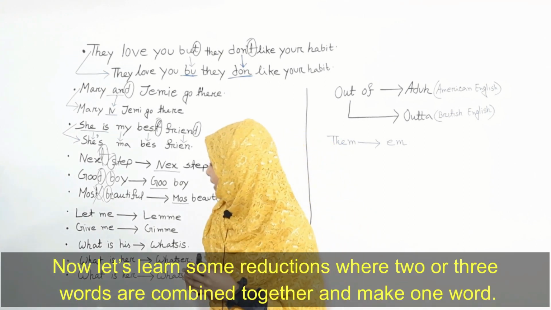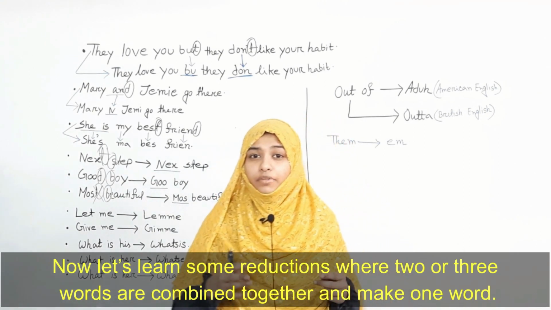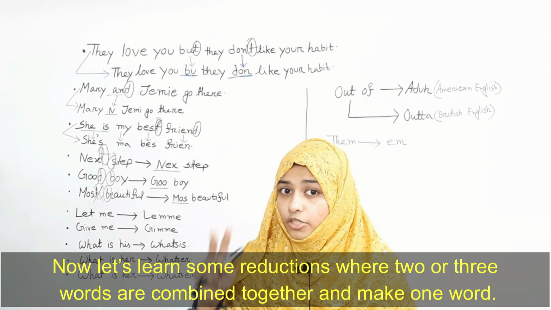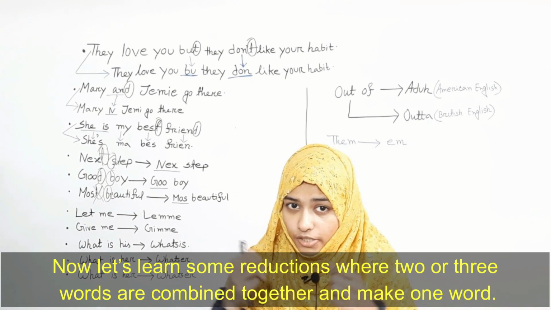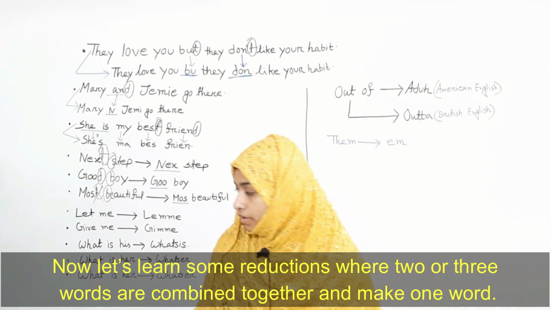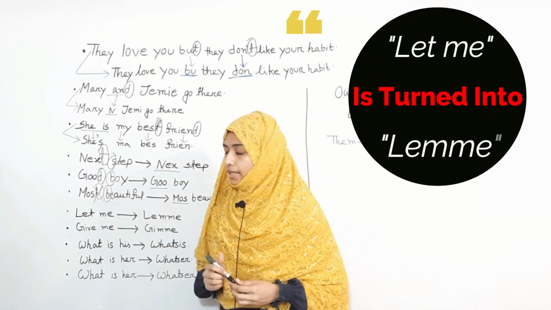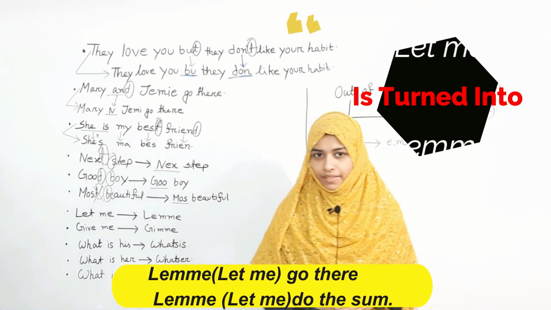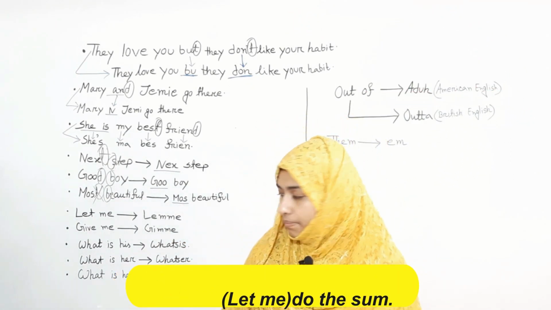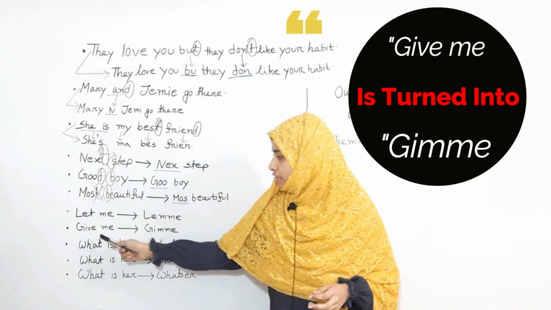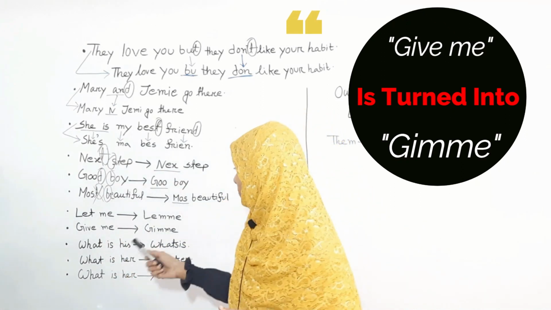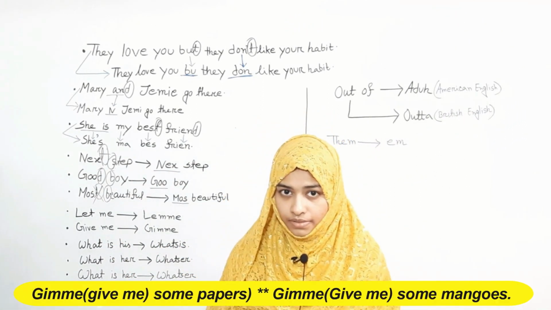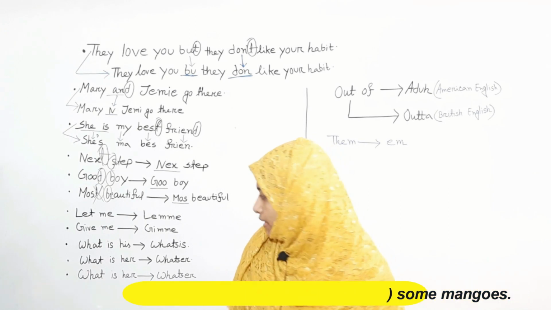Okay, now let's learn some reductions where 2 or 3 words are combined together and make one word. For example, "let me." Here, 2 words are combined together and make "lemme." Let me go there. Let me do the sum. Then "give me." These 2 words are combined together and make "gimme." Give me some papers, give me some mangoes, okay?